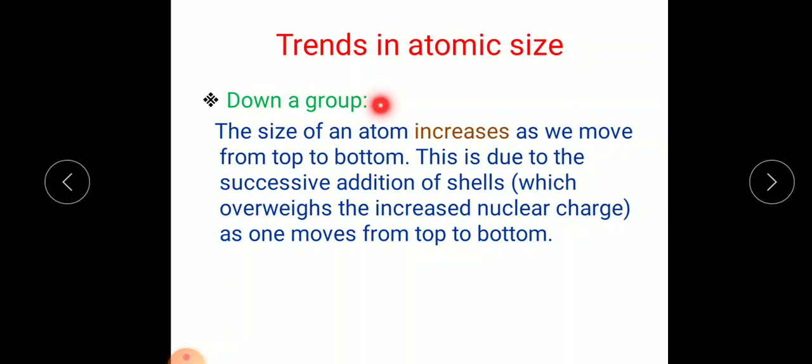So down a group, the size of an atom increases. When you move down a group, the size of an atom increases as we move from top to bottom. This is due to successive addition of cells, which overrides the increased nuclear charge as one moves from top to bottom. So when you move down a group, there is an increase in the atomic size, and this happens due to the successive addition of cells or orbits.